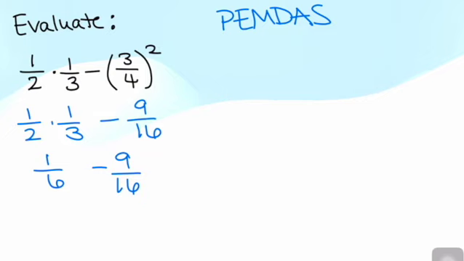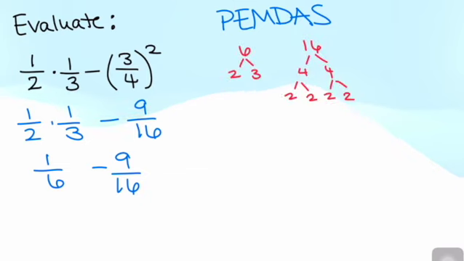Continuing with PEMDAS, we have to multiply before we can add or subtract. So 1/2 times 1/3, just go straight across, would be 1 over 6. So 1 over 6 minus 9 over 16. Finally, to do this subtraction, we need a common denominator.